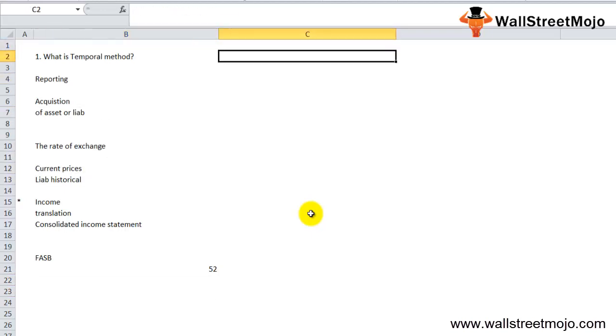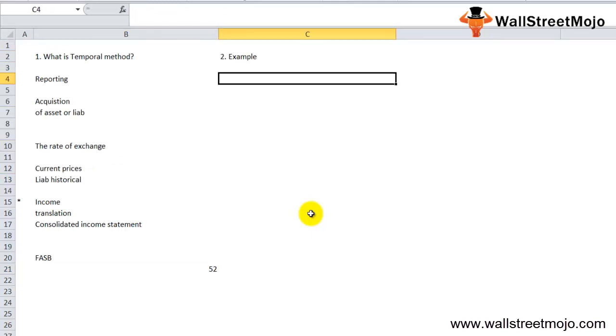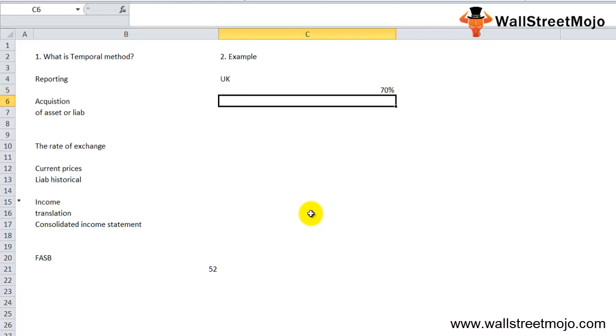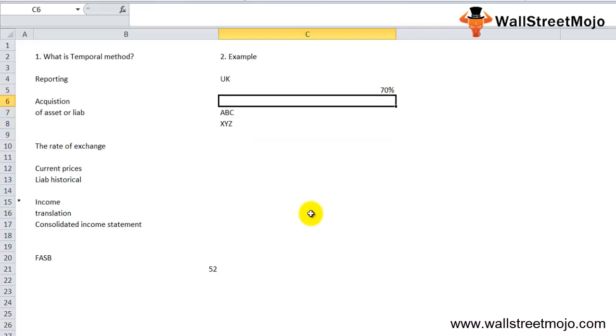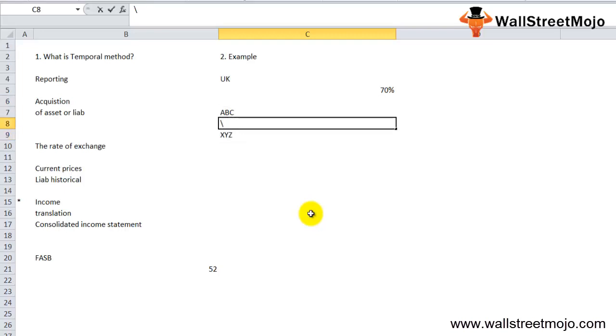Now I'll take you to the example part. Let's take a detailed example of the temporal method. Consider that a company based in the UK acquires, let's say, 70% of the share capital of another company based in Kazakhstan, where the native currency is TJS. Let's name the acquiring company ABC and the acquired company XYZ. ABC acquires 70% in XYZ.